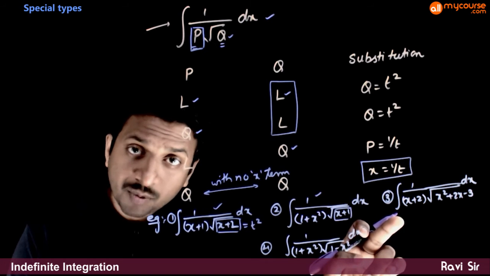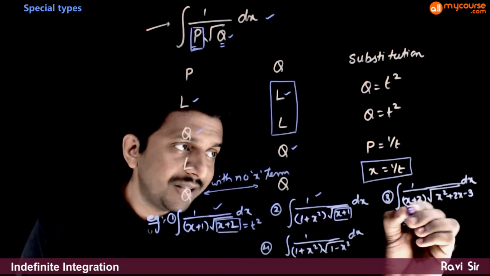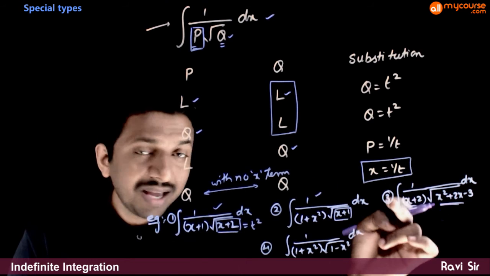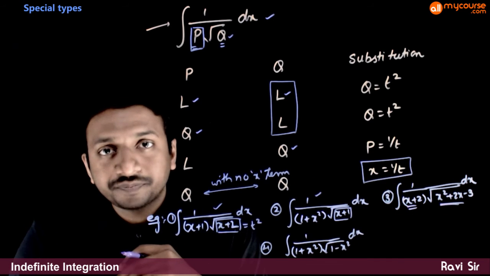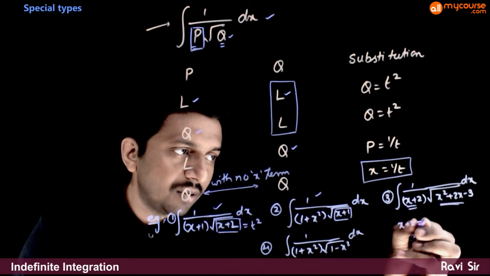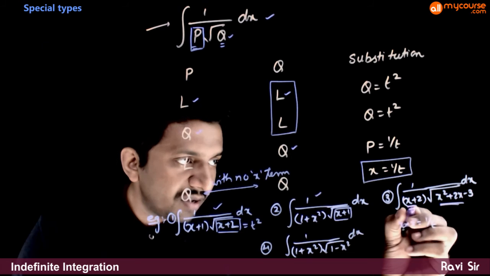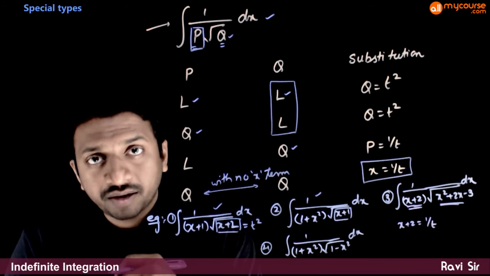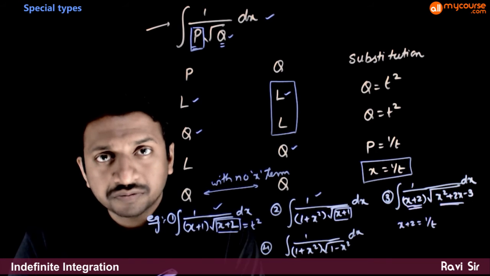Next, if you go to the third model, 1 by x plus 2 times root of x square plus 2x minus 3. This is 1 by linear root quadratic. These type of questions, we just assume x plus 2 is equal to 1 by t. Whatever is the linear function outside, we assume it as 1 by t. And go forward, you get the solution.